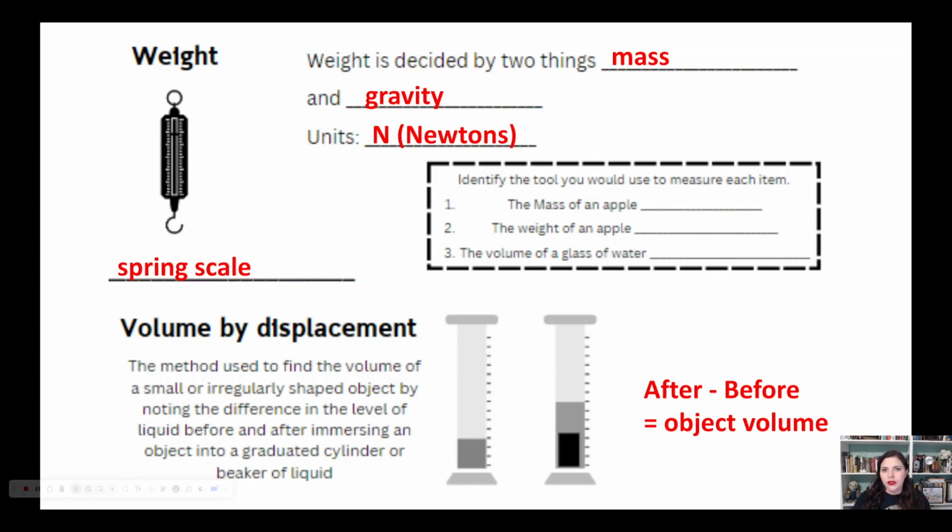And so Archimedes was able to use that volume, right? Do mass divided by volume, find the density of the crowns, and determine if the crowns were made of gold or not. And it turns out that they were not, okay? So that is volume by displacement. The water is getting displaced. It's moving out of the way. And if we measure that displacement, it's going to give us the volume of the irregularly shaped object, okay? So just remember, after minus before gives you the volume of the object.